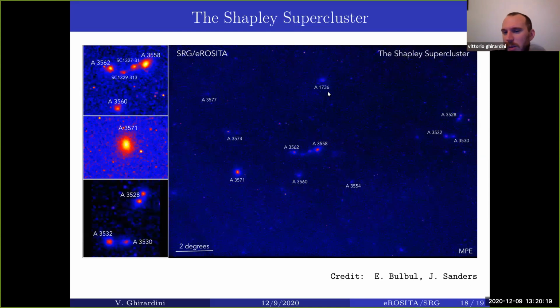So this is just to showcase a nice image of the Shapley supercluster from eROSITA during eRASS1. Credit to Esra Bulbul and Jeremy Sanders for making this nice image, where you can see this very large emission from the Shapley supercluster. You can see the scale here in the bottom left. So this is quite a big system. And you see here in the panels to the left some zoomed in parts on some of the best known and most studied parts of the Shapley supercluster.